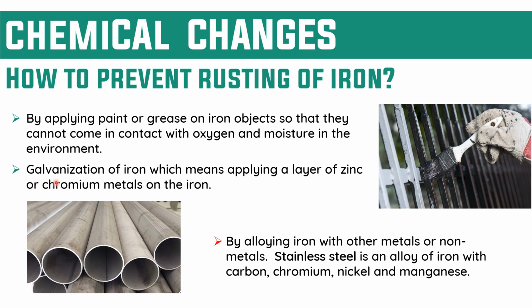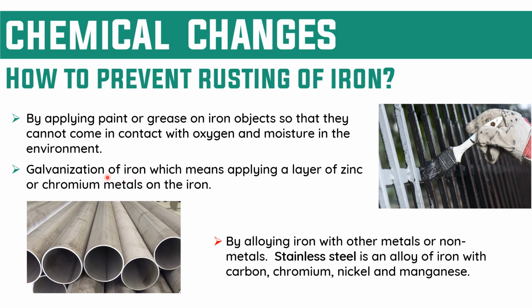The next method of prevention is galvanization. Very important term, galvanization of iron, which means applying a layer of zinc or chromium metals on the iron. So in the first point we apply paint. In the second point we apply zinc or chromium metals. That process is called galvanization.